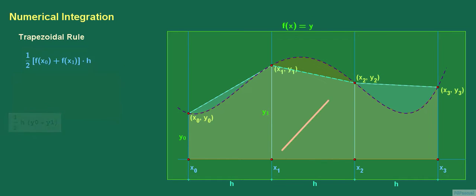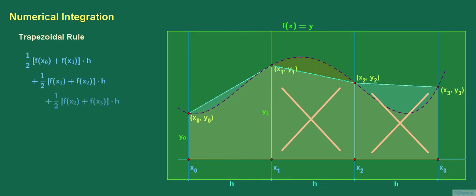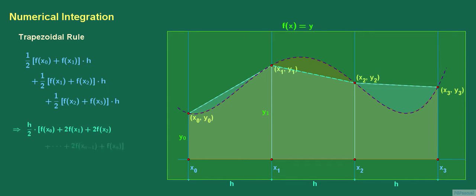Extending this idea to the second and third trapezoids, we get similar formulas so that we get the total area for the 3 trapezoids. And the composite formula for n subintervals, and also the estimate for the integral from a to b of f of x, is given by this formula.